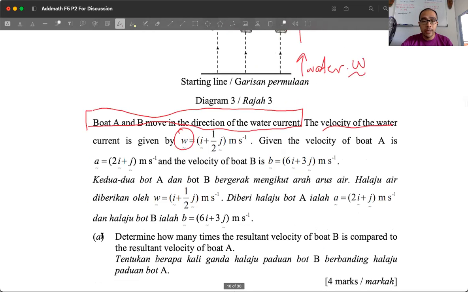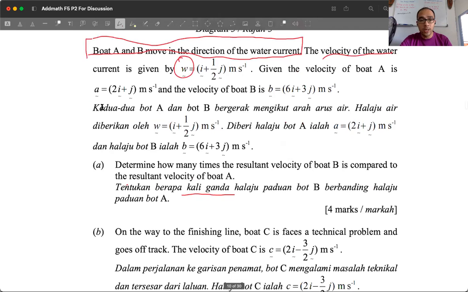Okay, question A. Determine how many times the resultant velocity of boat B is compared to the resultant velocity of boat A. Okay, in Malay, tentukan berapa kali ganda halaju paduan boat B berbanding dengan halaju paduan boat A. Now, if I were to rewrite this question, because this question is a little bit confusing the first time you read it.